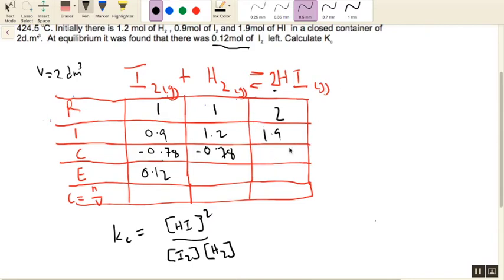And now, if you react 1 mole of hydrogen to form 2 moles of hydrogen iodide, how many moles of hydrogen iodide will you form if you react 0.78 of hydrogen or iodine? So it's 1:2, and then you have 0.78 is to x. If you do a cross multiplication, your x will be equal to 1.56 mole. So this will be plus 1.56 mole.